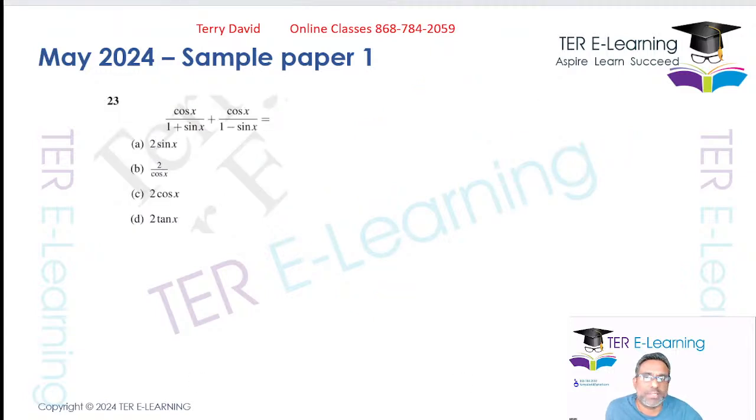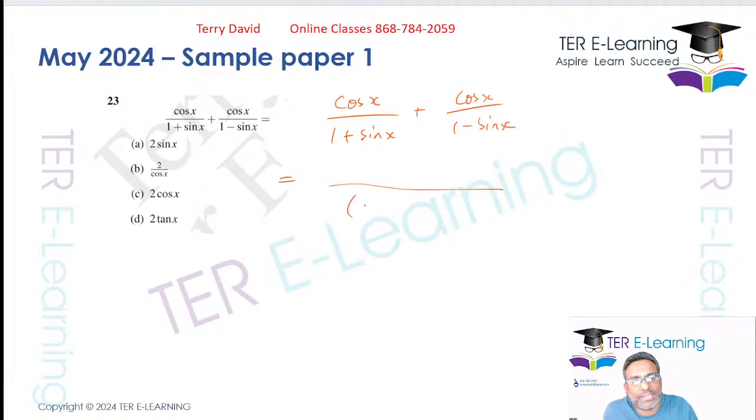Next one, question 23. We have an identity to work out here. We have cosine x all over 1 plus sine x, plus cosine x all over 1 minus sine x. When you have a question like this, because you're adding two fractions, technically we need to find the LCM. So the LCM is going to be 1 plus sine x, 1 minus sine x.